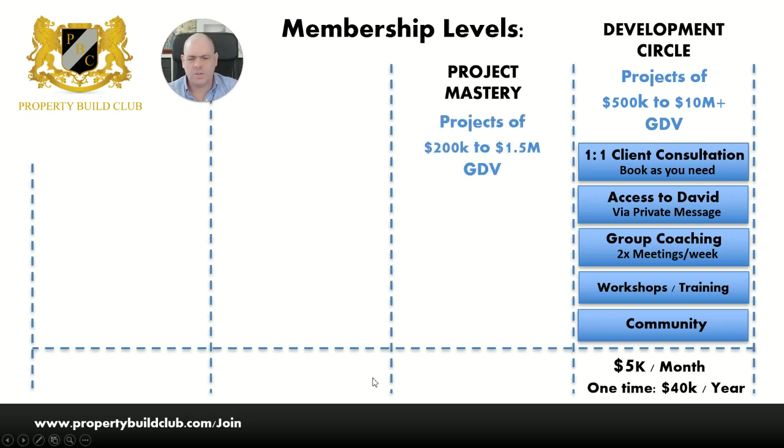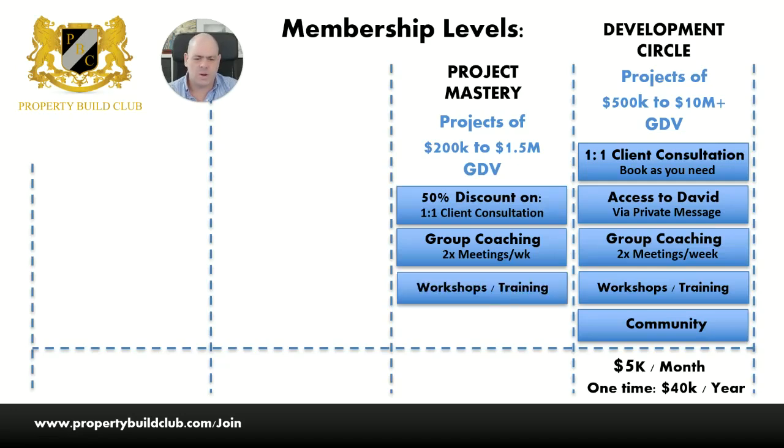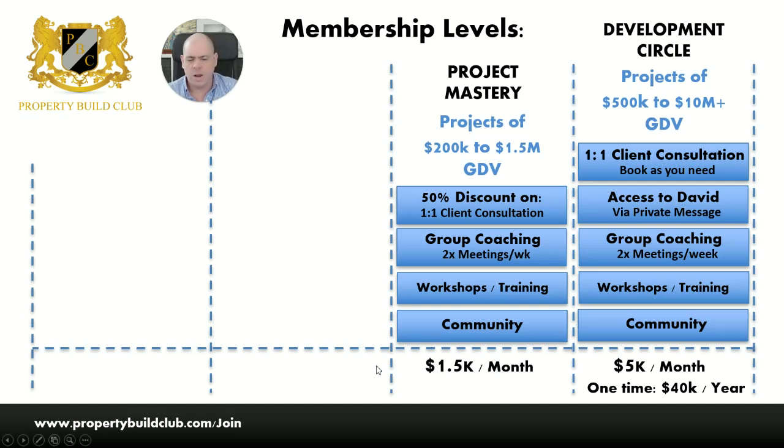The next item is Project Mastery, which is for projects of 200k to 1.5 million GDV. You get a 50% discount on one-to-one consultation with me. You get two group coaching calls a week. You get workshops and training and the community of people working on these types of projects, and that's $1,500 per month, or a one-time fee of $12,000. And again, this is for developers working on projects where their profit margin is significantly more, maybe even 10 times or more than the annual cost of membership.